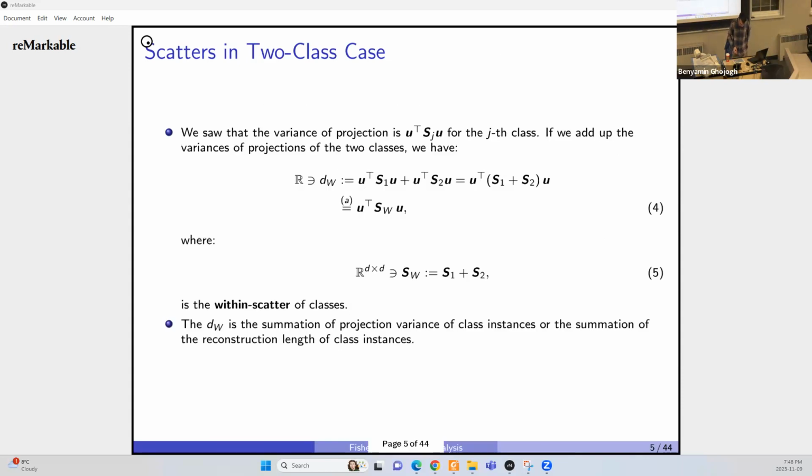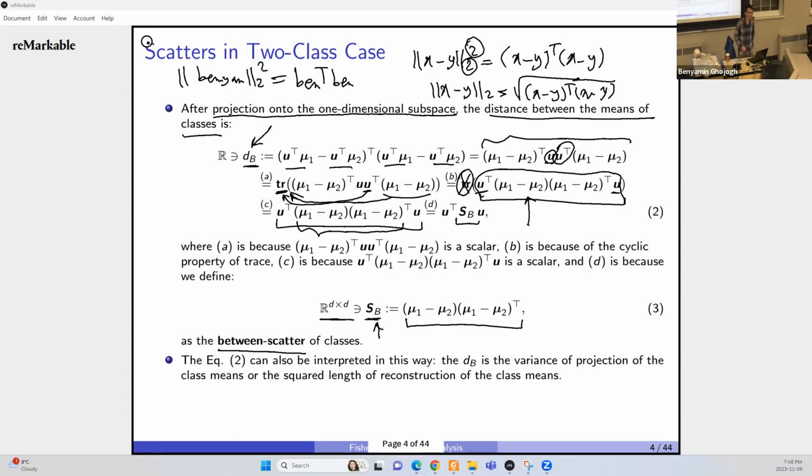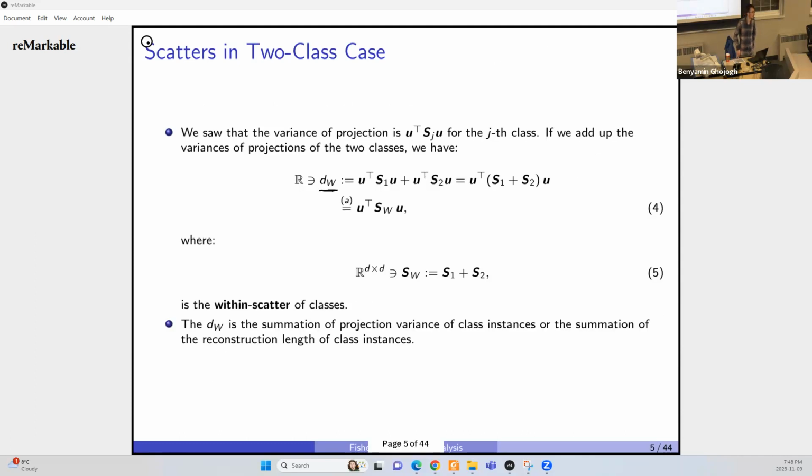Now consider dW. What is dW? Let it be the scatters of within classes. W stands for within. So in other words, the B, between classes, you can see it as interclass. Within classes, you can call it intra-class.